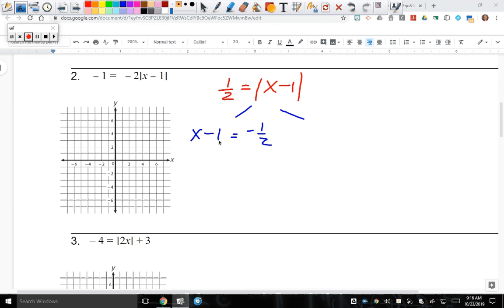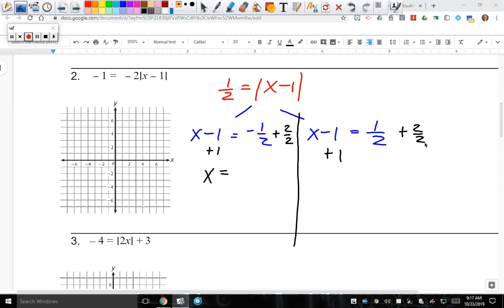Perfect. So we have x minus 1s for both of them, and one is equal to what you see, and the other one's equal to the negative of what you see. Okay? And then, anyone, when I add 1, what's that the same as adding since it's a fraction? 2 over 2. So adding 1 is the same as adding 2 over 2, because we need common denominators.